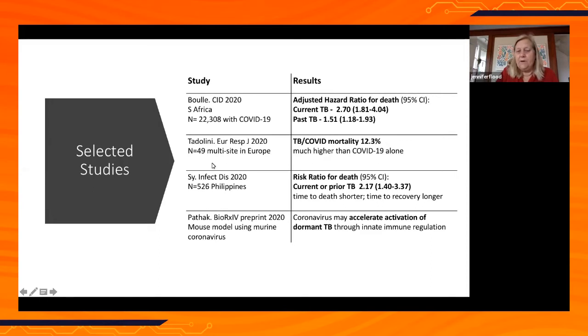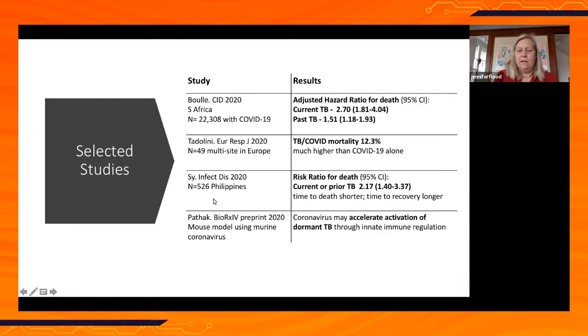The next study I wanted to mention occurred in Europe with Tadolini and also published in 2020, showed that COVID TB mortality was 12.5%, much higher than COVID alone. We know that COVID mortality, though of course in the older age, is really high, but when you take all comers, it can be around 2%. So you can see that COVID, when it comes with TB, can have a much higher mortality.